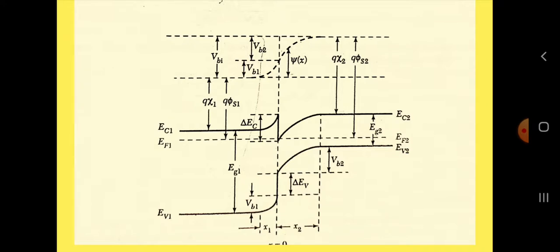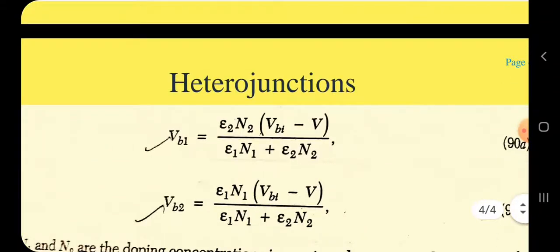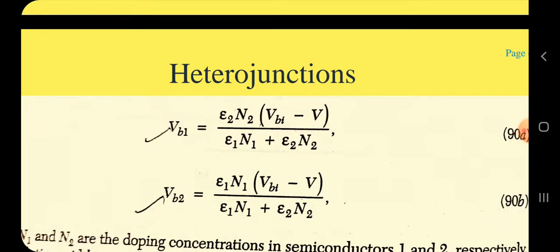One boundary condition is the continuity of the electric displacement, that is epsilon 1 E1 is equal to epsilon 2 E2, where E1 and E2 are the electric fields at the interface x equal to 0 in semiconductors 1 and 2 respectively. VB1 and VB2 will be given as VB1 equal to epsilon 2 N2 (VBI minus V) divided by (epsilon 1 N1 plus epsilon 2 N2), and VB2 is equal to epsilon 1 N1 (VBI minus V) divided by (epsilon 1 N1 plus epsilon 2 N2), where N1 and N2 are the doping concentrations in semiconductors 1 and 2 respectively.